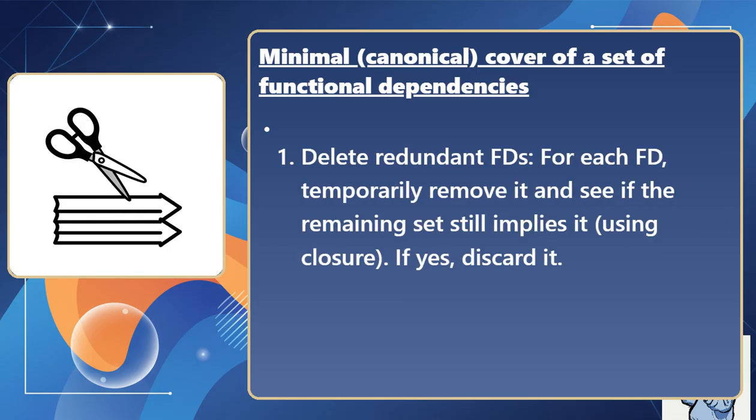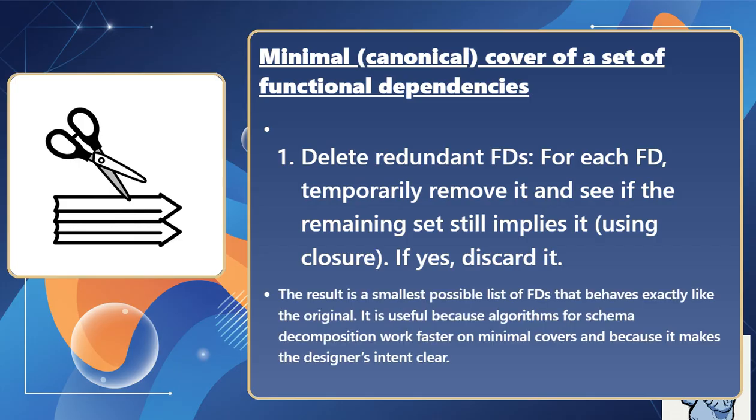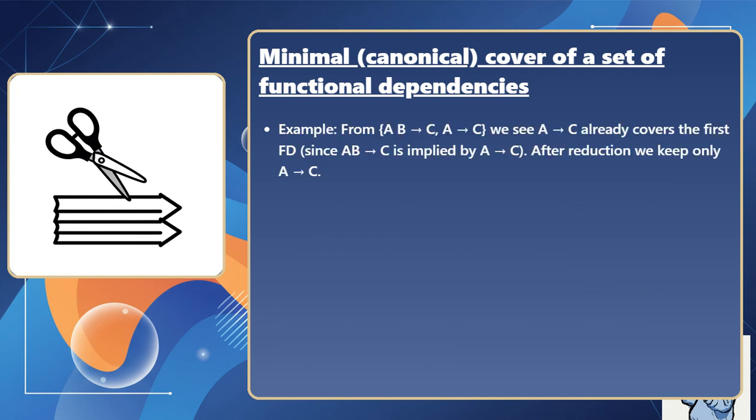Step 3. Delete redundant functional dependencies. For each functional dependency, temporarily remove it and see if the remaining set still implies it using closure. If yes, discard it. The result is the smallest possible list of functional dependencies that behaves exactly like the original. It is useful because algorithms for schema decomposition work faster on minimal covers, and because it makes the designer's intent clear. Example, from AB implies C and A implies C, we see A implies C already covers the first functional dependency. Since AB implies C is implied by A implies C, after reduction we keep only A implies C.